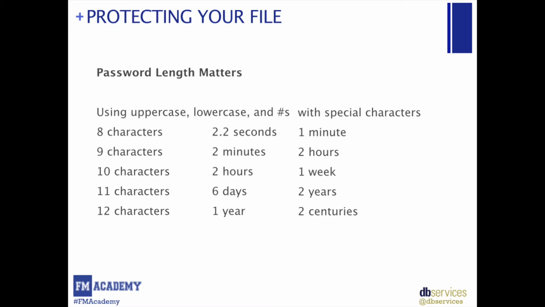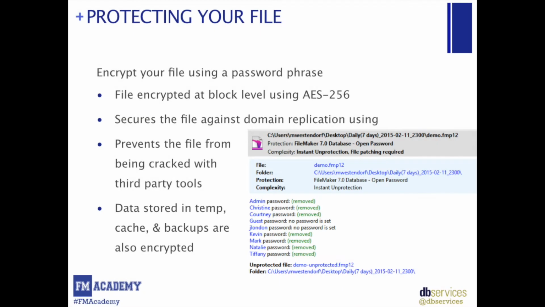FileMaker added file level encryption with version 13. FileMaker encrypts everything at the block level using AES 256. This encrypts the entire file. It secures the file against domain replication. Essentially, if you're using single sign-on, it is possible for someone to take a copy of your file and create an entire second domain off-site. They set up a new server and a new domain controller with Active Directory, and they could put in your security groups and gain access to the file without ever having to know the password, because they can add the user through Active Directory. Small chance of happening, but there is the threat.